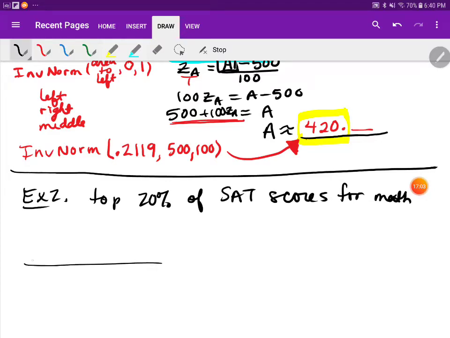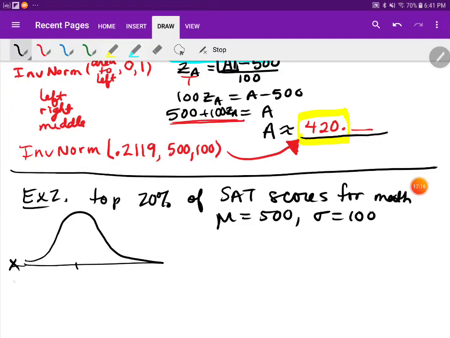So I draw the picture, and we already said mu is 500 and sigma is 100 for this situation. So here we go. This is X, this is Z. I usually make 2 number lines. So this is 0, this is 500. And then right down the middle, and then right here is 100. That's the sigma.